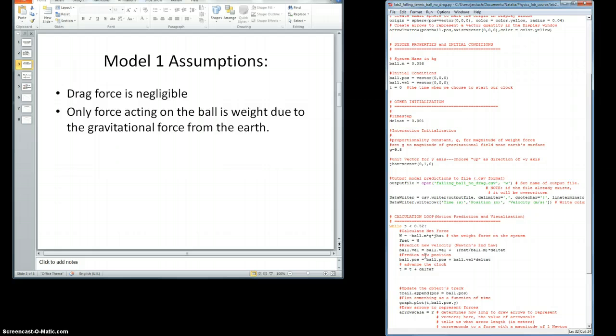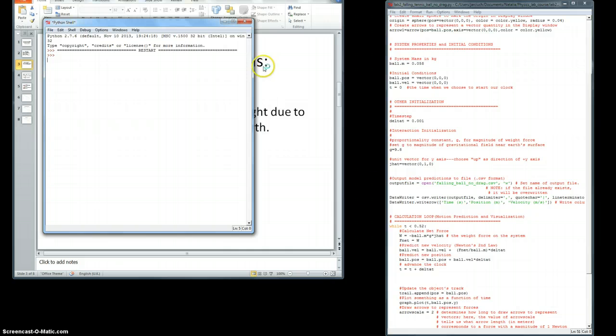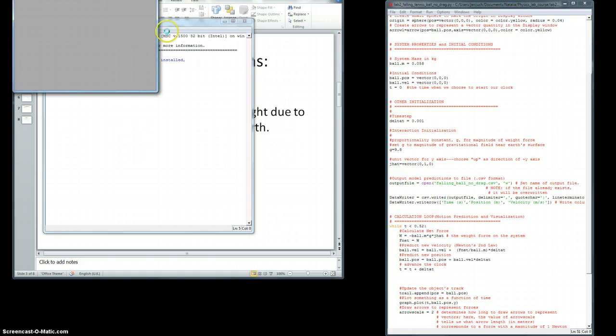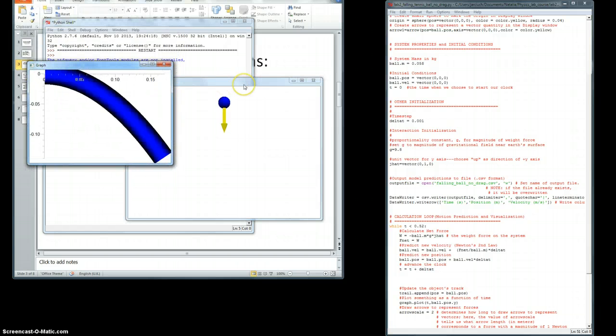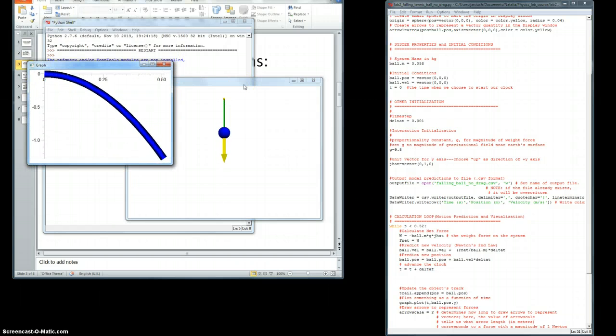Since this model assumes that the system, in other words the falling ball, is being affected by only one force from the surroundings, the gravitational pull from the Earth, I have set the net force as being equal to the weight force. If we run the program, we see that the visualization seems about right. And the plot versus time also looks sensible.